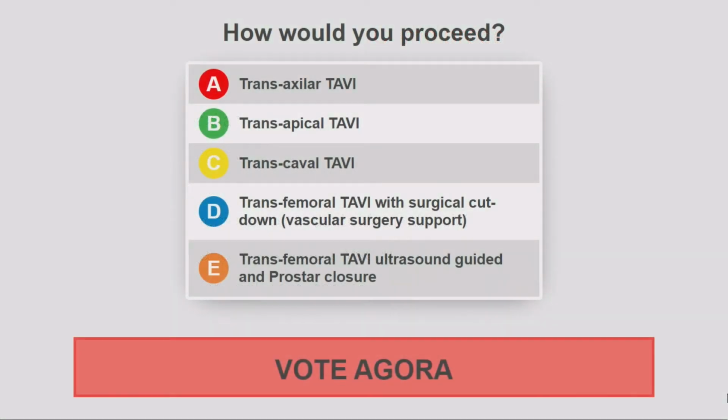So I would ask you now, how would you proceed in this case? With a transaxillary TAVI, transapical TAVI, possibly a transcaval access, transfemoral with the surgical cut down and obviously with the vascular surgery support, or a transfemoral TAVI with an ultrasound guided access and a ProStar pre-closure device?